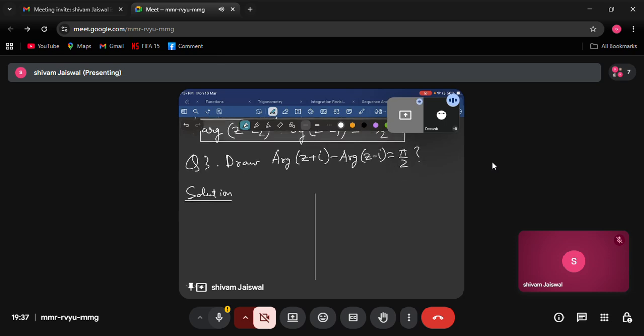So, of course, it will represent a semicircle, but you need to understand which part of the semicircle. Now, this is the circle. This is point (0, 1), and this is point (0, -1). Everyone, the ray originating from here is z plus iota. And the ray originating from here is z minus iota.